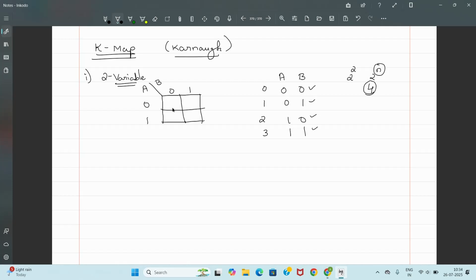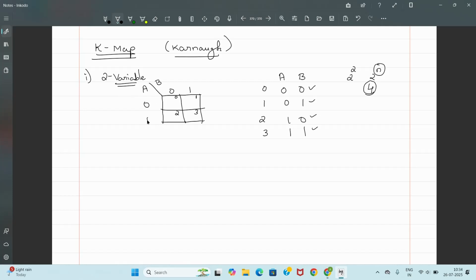If I look at the first box, the row value is 0 and the column value is 0, so it is the 0 0 combination, and this box will be number 0. For the second box, row is 0, column is 1, so this box will be 1. For the third box, row is 1, column is 0, which means 2. And for the last box, it is 1 1, which is 3. So this becomes the K-map if you have only two variables.